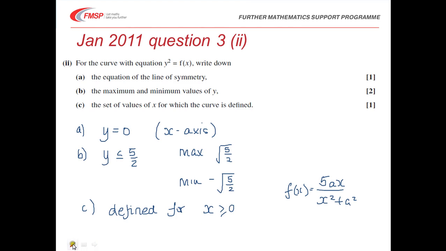So in terms of marks, there's 4 marks in total for this particular part, but they were all just statement marks. So a statement mark for each part. So 9 marks in total for question 3.